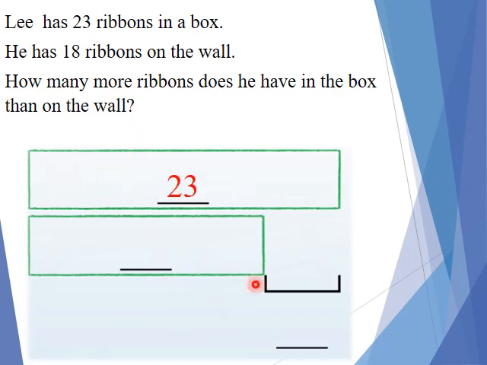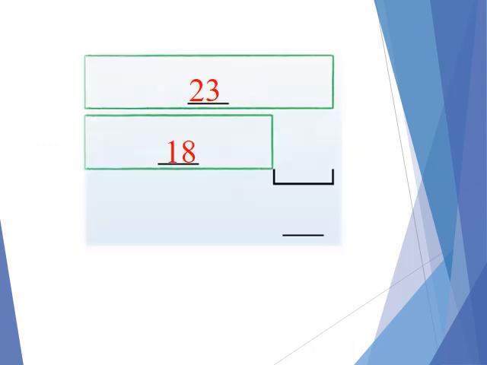23 is the greater number, so it goes into the top bar. 18 is the lesser number, so it goes into the lower bar. The unknown amount in the bar model will be the difference between the two numbers, 23 and 18. To solve the problem, you need to find the difference 23 minus 18. What is 23 minus 18? It's 5. So this means that Lee has 5 more ribbons in the box than on the wall.